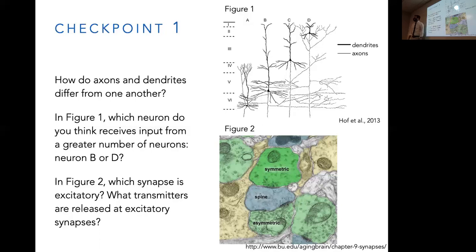Excellent. So if you're going to receive input, you got to have space for it. You got to have space for your stuff. So which one has the most space for input? B. Yes, B, very good. We have a lot more dendrite, so we can receive more inputs. That's the only thing we wanted to get out of that.